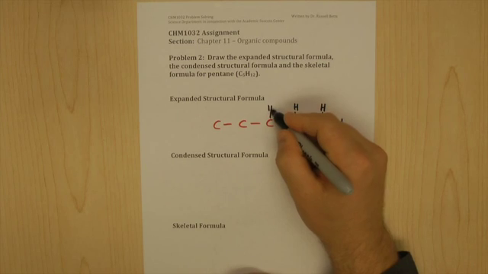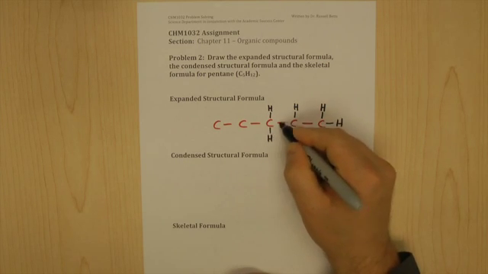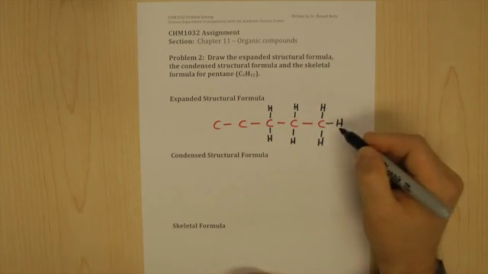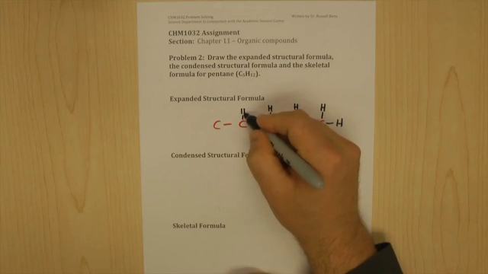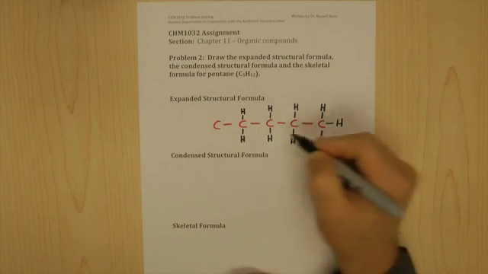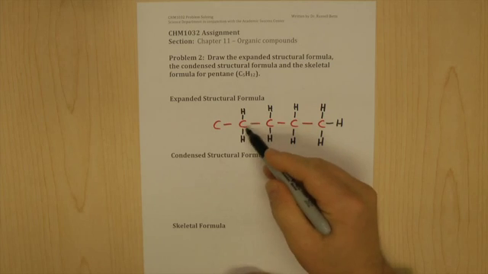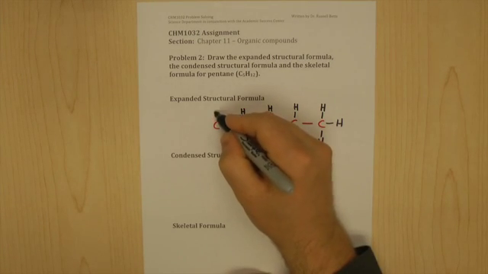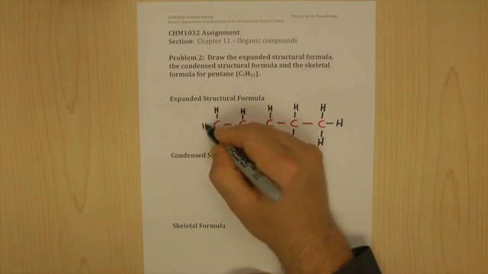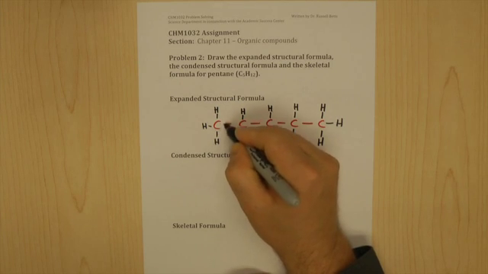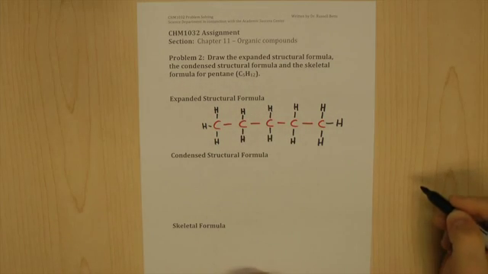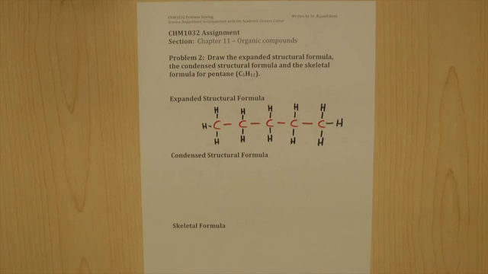Same thing here. 1, 2, 3, 4 bonds around carbon. Carbon always has to have 4 bonds. 1, 2, 3, 4. One, two, three, 4. Okay? Carbon always has 4 bonds.